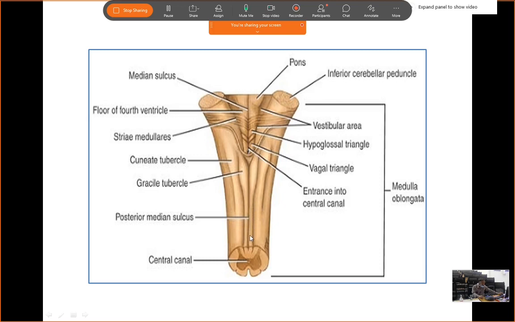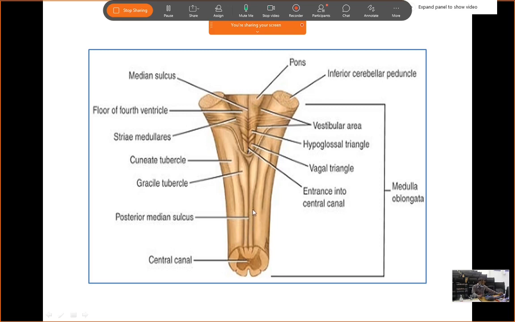So on either side of the posteromedian sulcus, there is an elevation. This most medial one is known as the fasciculus gracilis. Lateral to that, another longitudinal elevation is known as the fasciculus cuneatus. Fasciculus means a bundle of nerve fibers. So fasciculus gracilis, fasciculus cuneatus.